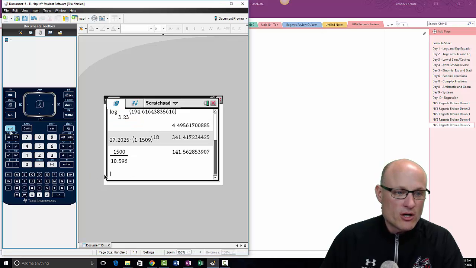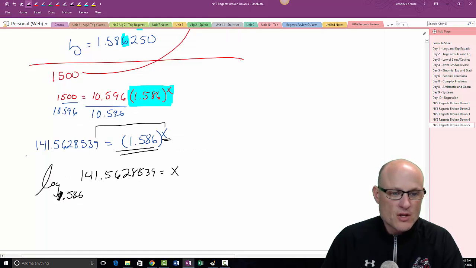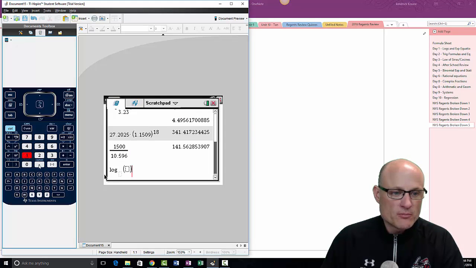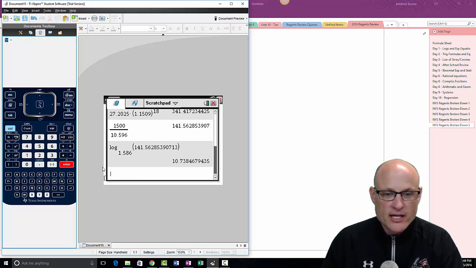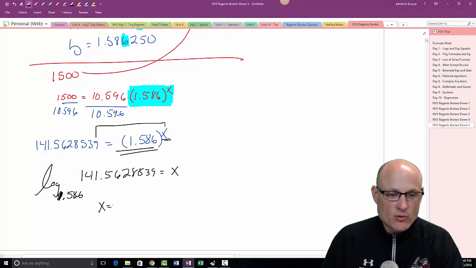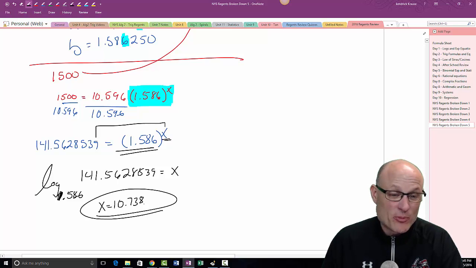So I'm going to come over here and I'm going to go log base 1.586 of the answer. That's why I said it didn't really matter because I'm just going to type the answer in there. And I get 10.738. So x equals 10.738. So that's 10 and a little bit more.